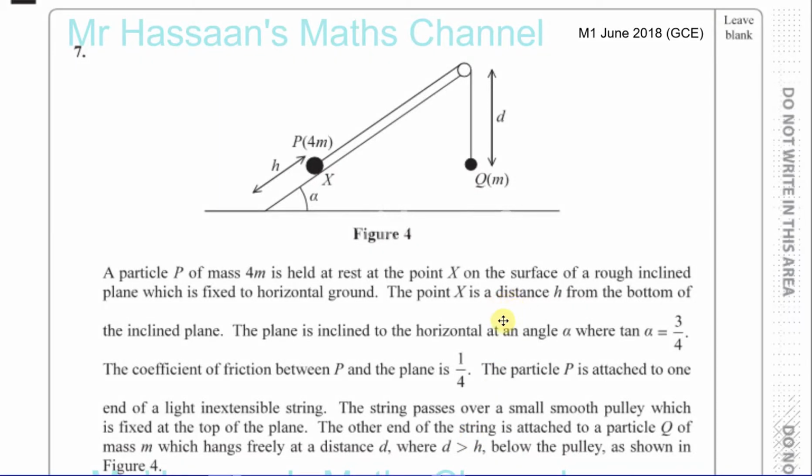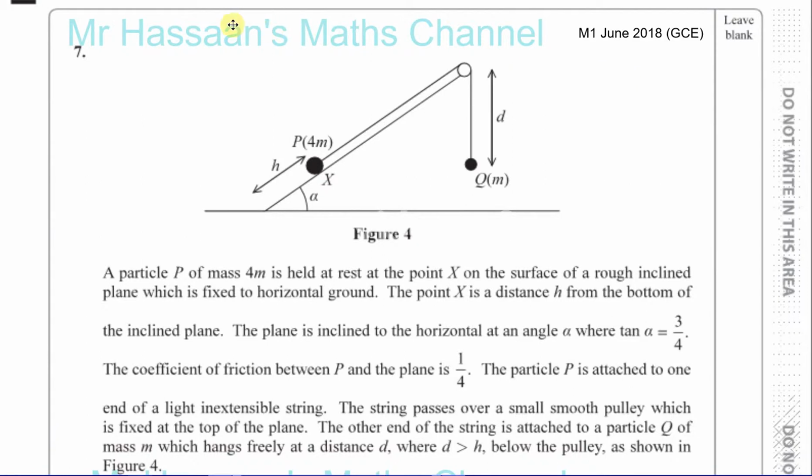Okay, question number 7 from M1, June 2018, the GCE legacy paper, not the IAL paper. A particle P of mass 4m is held at rest at the point X on the surface of a rough inclined plane which is fixed to horizontal ground. The point X is a distance h from the bottom of the inclined plane. The plane is inclined to the horizontal at an angle alpha, where tan of alpha is 3/4.